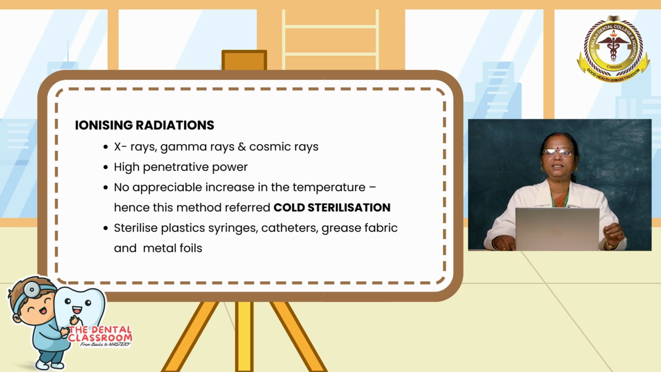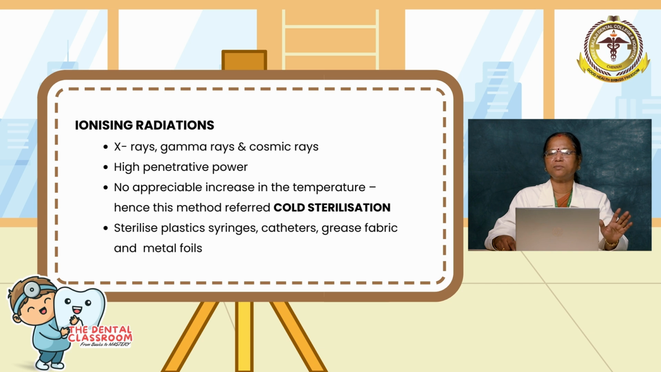So coming to ionizing radiations. Examples are X-rays, gamma rays and cosmic rays. Compared to non-ionizing radiations, ionizing radiations are highly penetrative, with high penetrating power. And one important special property of ionizing radiation is no appreciable temperature rise. Whereas in the case of UV rays or infrared, supposing when you are walking in the hot sun, why do you feel that heat? That heat is mainly due to the UV rays in the sunlight. Whereas with ionizing radiations, there is no appreciable increase in temperature.